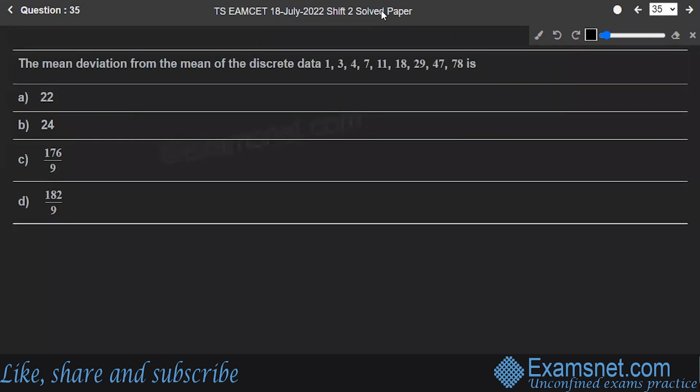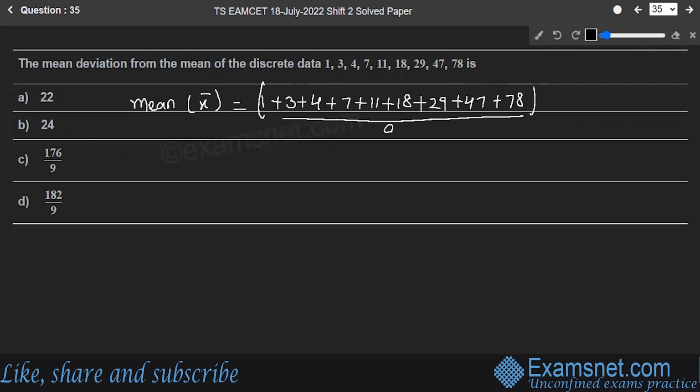Question number 35. The mean deviation from the mean of this discrete data is what? Let's find out the mean of this data first. Mean is given by the sum of terms: 1 plus 3 plus 4 plus 7, 11, 18, 29, 47 plus 78, whole divided by the number of terms, which is equal to 9.